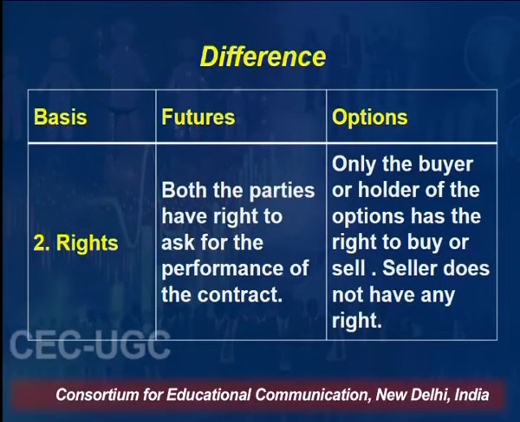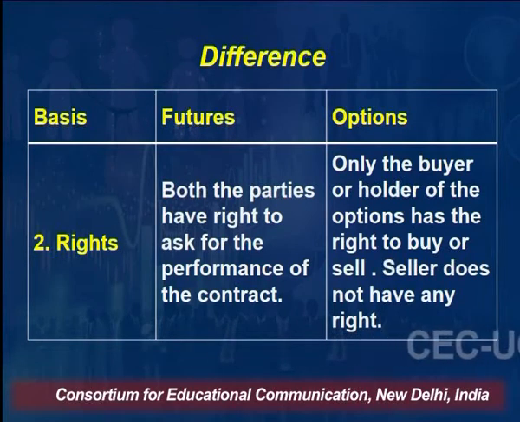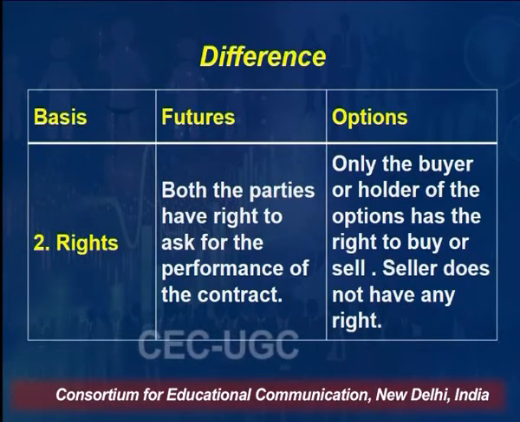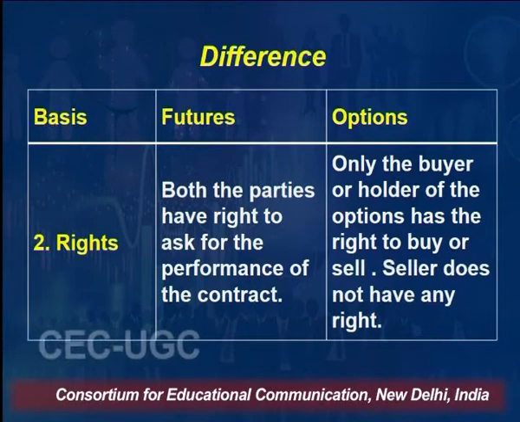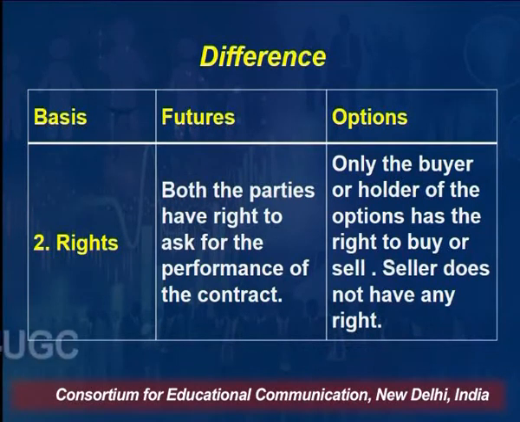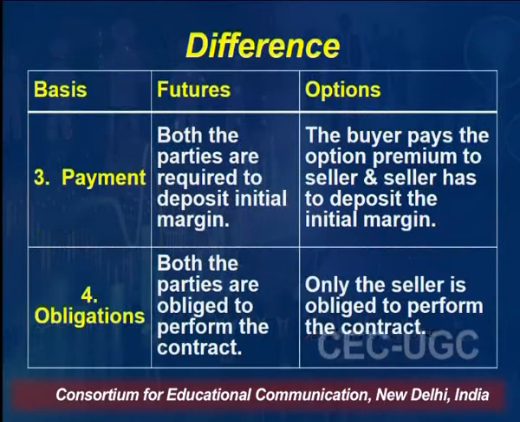But as I said earlier, for getting this right, the option holder pays a price. That is, the buyer pays a price which is called premium. The other difference is rights. In a future contract, both the parties have the right to ask for the performance of the contract, meaning both have rights as well as obligations. But in case of an option, the option holder has only rights, no obligation. The option holder pays a premium and keeps the right with himself. The seller, the writer, on the other hand, does not have any right but only obligation.